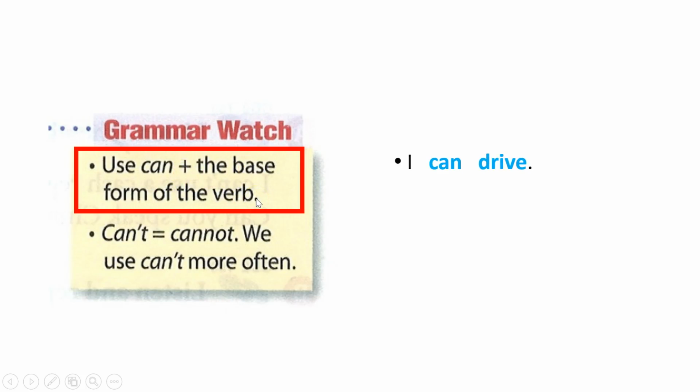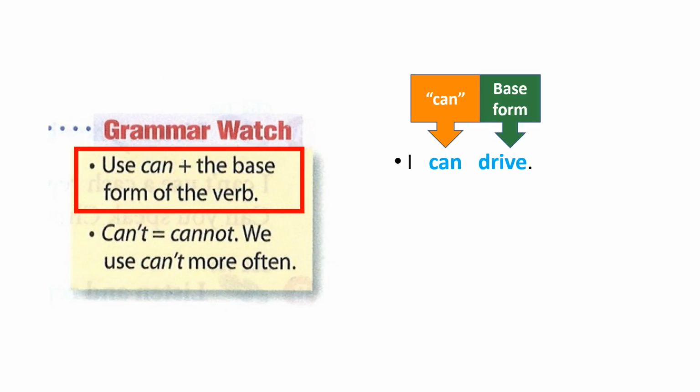Here's an example. I can drive. So here I have the verb can, and then when I say drive, I use the base form of the verb. Base form just means the verb without anything extra. So that's the correct way to write this sentence next to can.